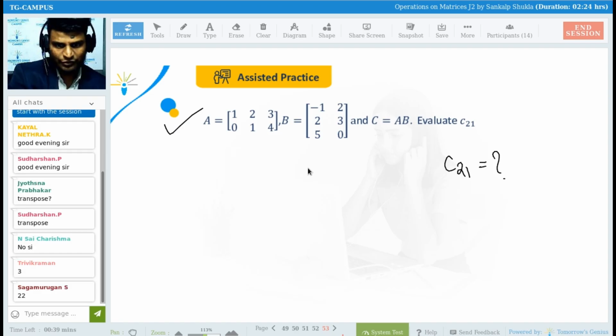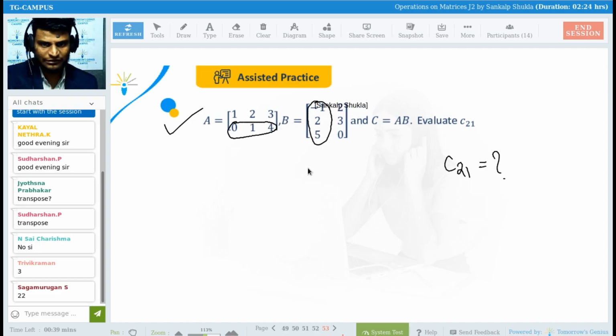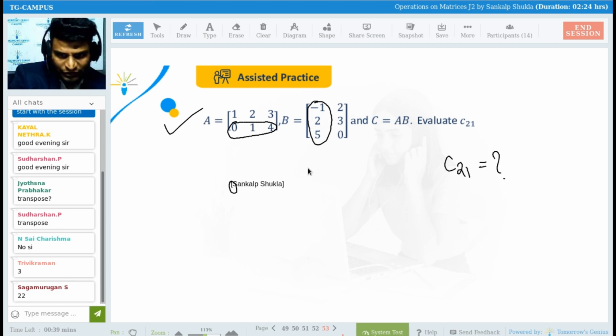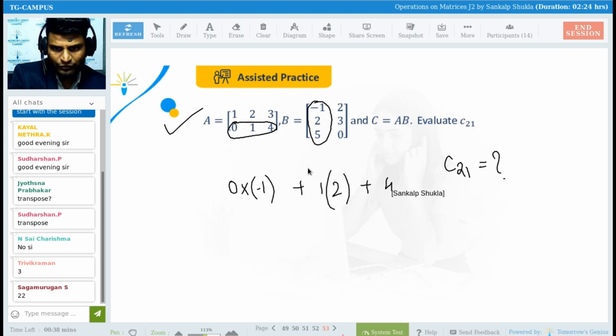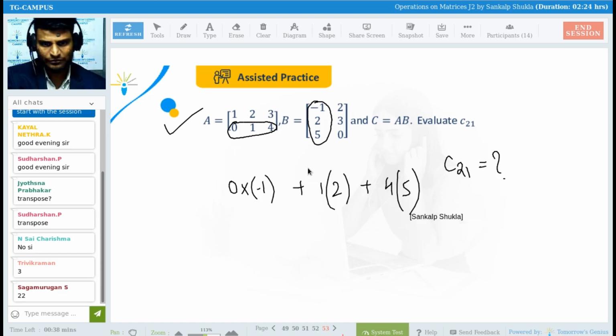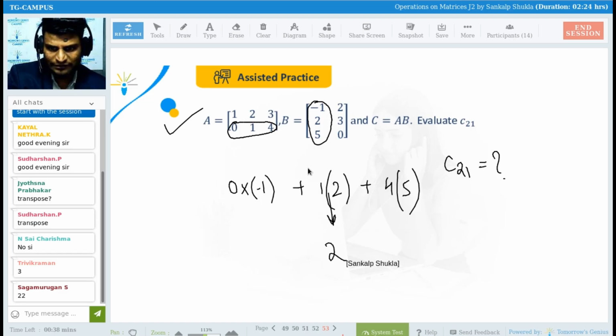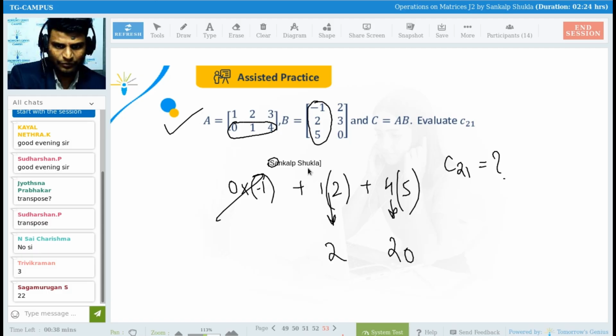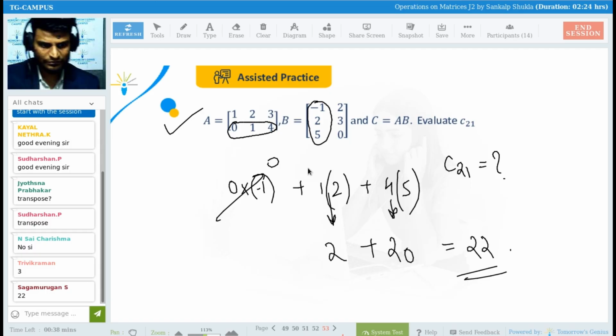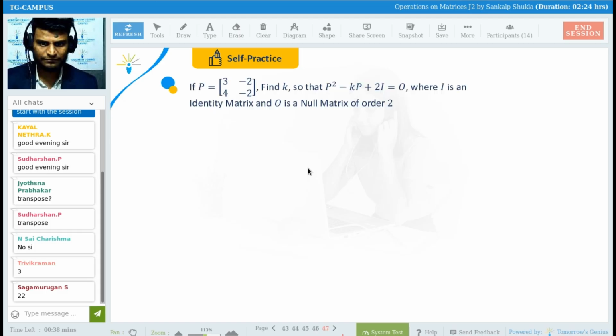Okay, let me check. So C21 means what? That means second row and first column, right? This is only C21, second row and first column. So 0 into minus 1 plus 1 into 2 plus 4 into 5. So this is 2 only and this is 20 only, but this will be 0. So what is 2 plus 20? It is 22. So yes, everybody that has got 22 as an answer, it is correct.